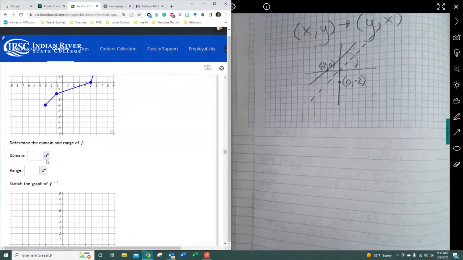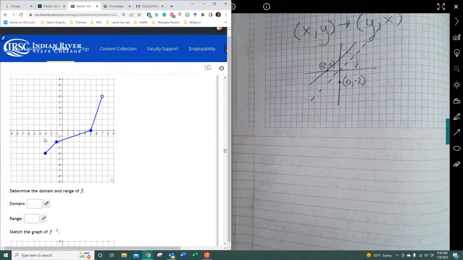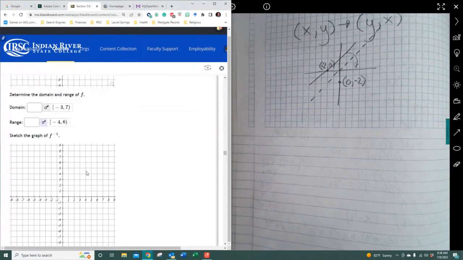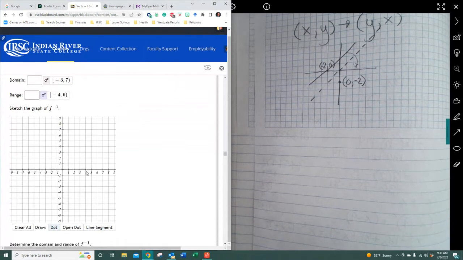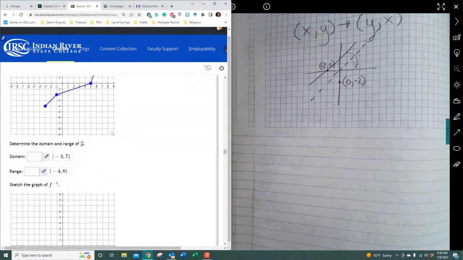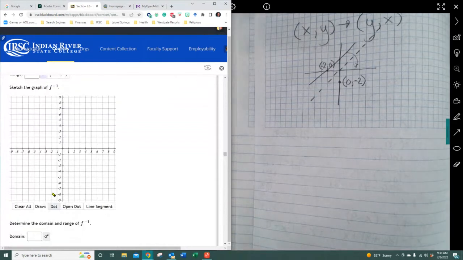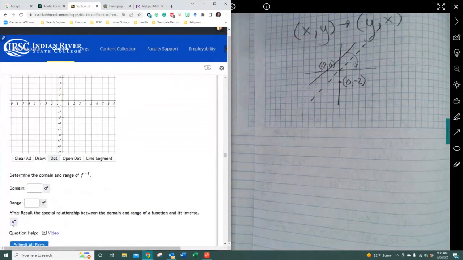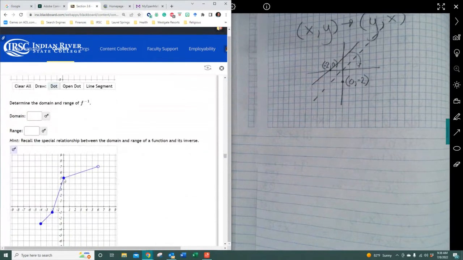Now, when it comes down to the domain of this one, the domain is from -3 up to, but not including, 7. So that would be our answer for that one. The range would be from -4 up to 6, but not inclusive of the 6, because there's an open circle at that value. Then you find the coordinates of the graph by doing what I said: you switch the coordinate points, and you get these values right here.